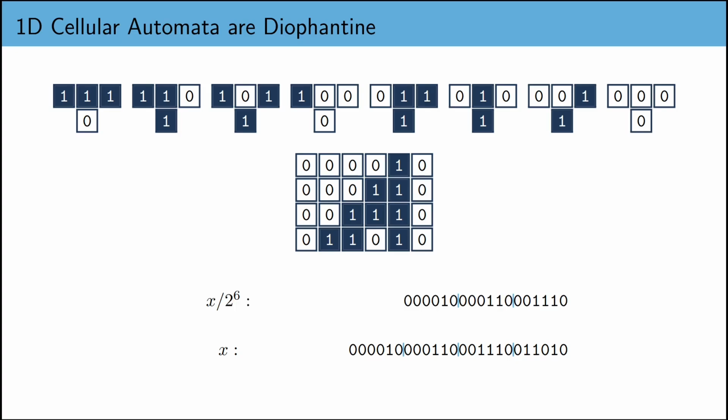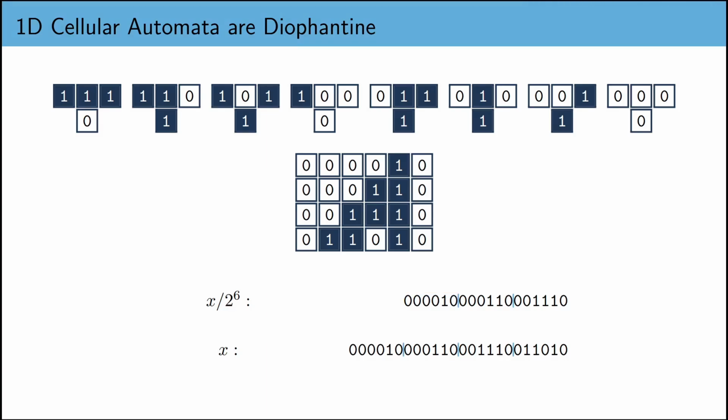To do this, we're going to want to be able to compare each of our rows in x with the row above. We can get this by dividing x by 2 to the 6th, 2 to the number of cells in each row, so that 6 is actually going to be a variable that represents the number of cells in each row. And we have to round down since everything is an integer. So here, for instance, we're comparing row 2 in x, 0, 0, 0, 1, 1, 0, with row 1 in x divided by 2 to the 6th, 0, 0, 0, 0, 1, 0.